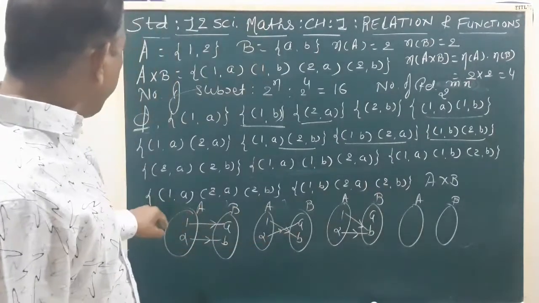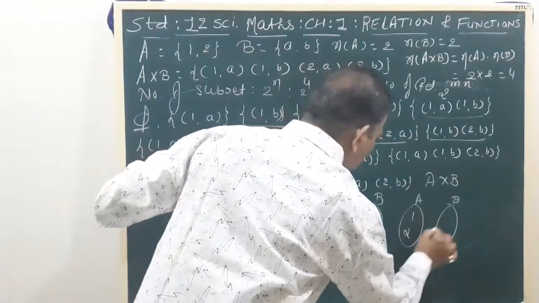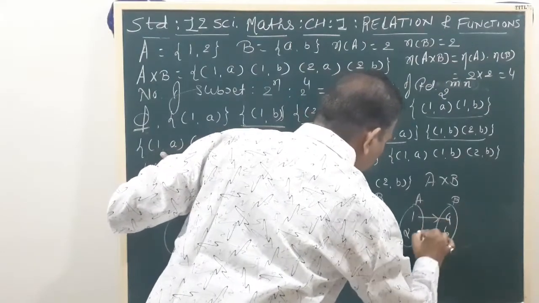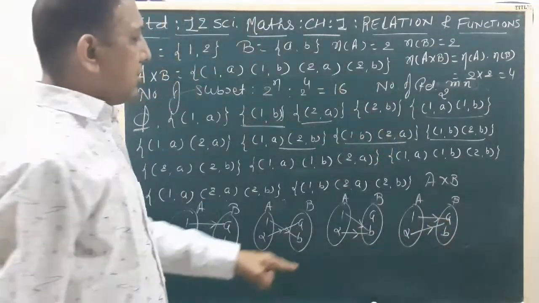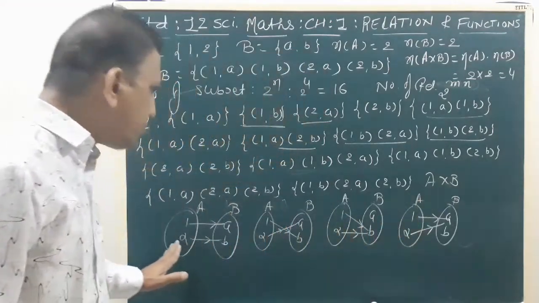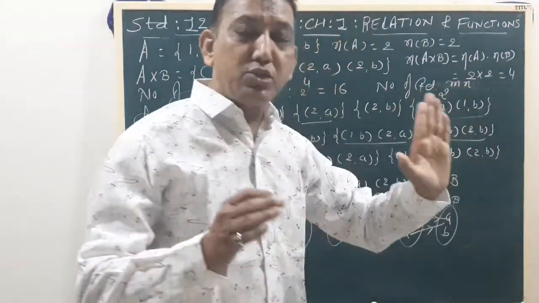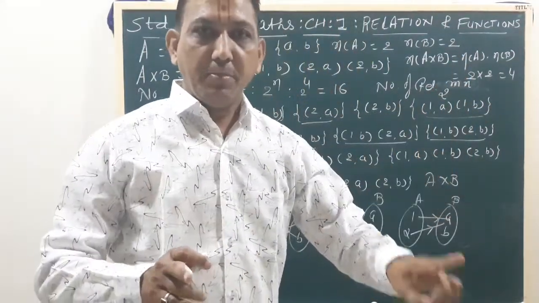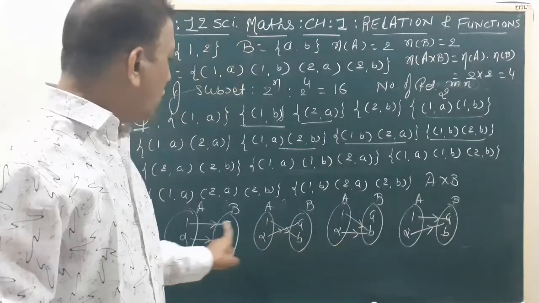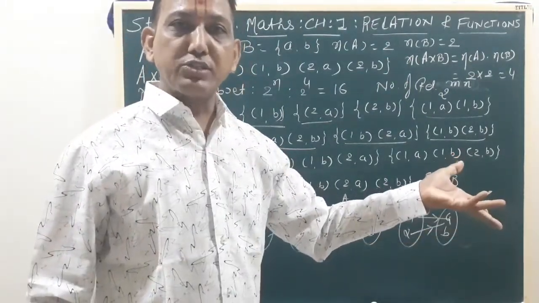Now, is any one pair remaining? 1A, yes, this one is possible: 1A and 2A. This one is also possible. So a total of 4 functions are possible. The total number of relations is 2 raised to MN, that is 2 raised to 16, but only 4 functions are possible. Only 4.